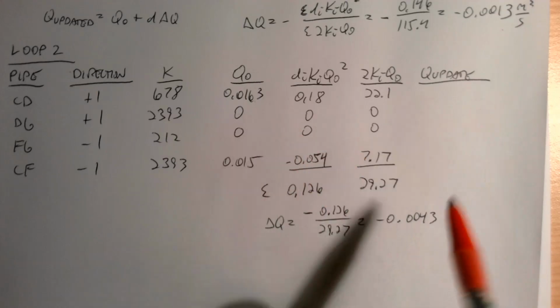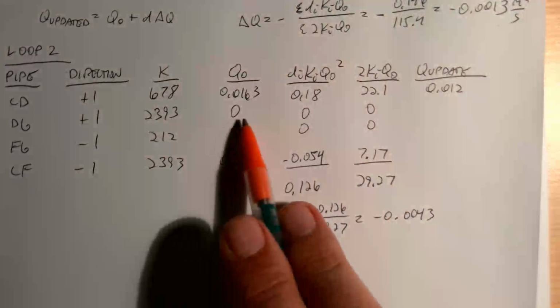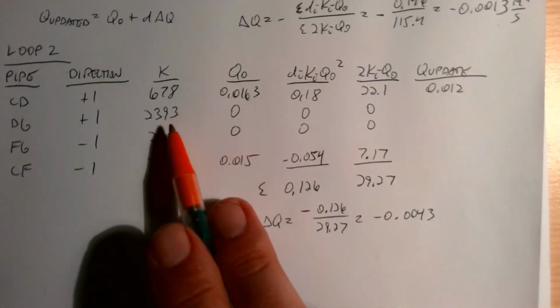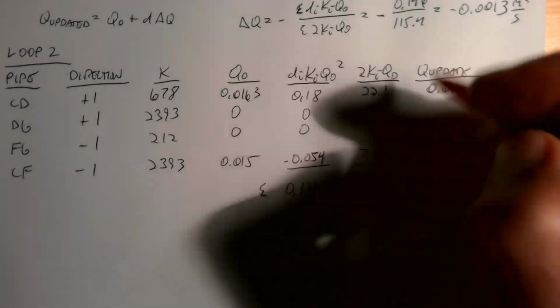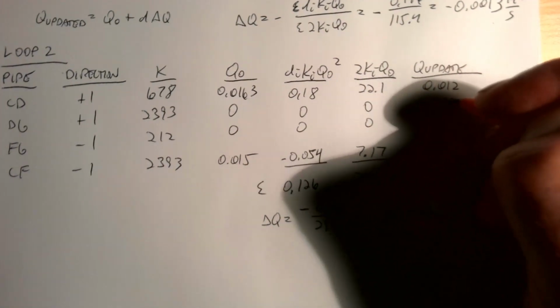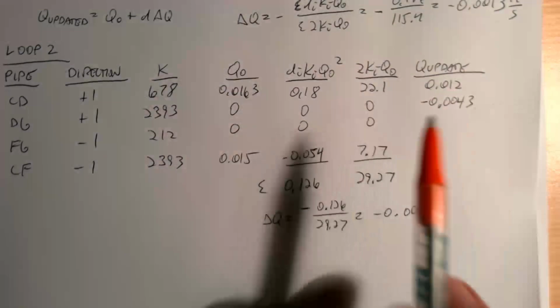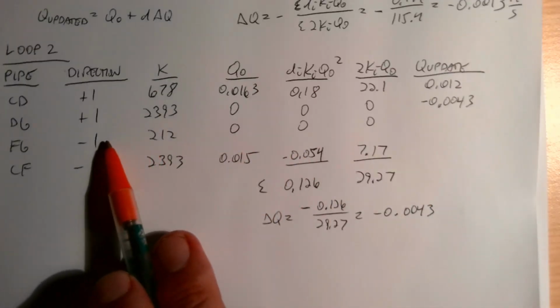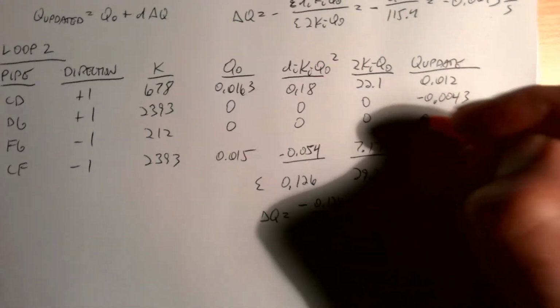Okay, and so my updated Q then, this one's a positive, so it's this plus that, which is a negative, so it'll go down a little bit to 0.012. And then these are starting at 0, and so here it's adding, and it's in the positive direction, and it's a negative correction, so it becomes a 0.0043. This one is, the flow is going in the opposite direction, so when we subtract a negative, it becomes positive.